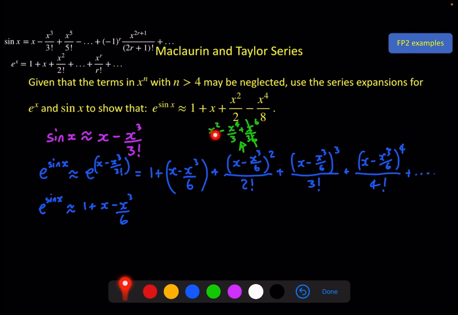So I've got x squared over 2 factorial, which is 2. So we've got plus x squared over 2. And I've got minus x power 4 over 3 over 2. That's still okay. So I still need that. We've got minus x power 4 over 6.